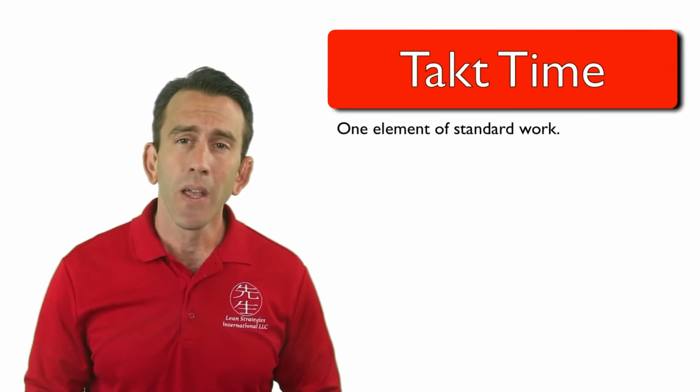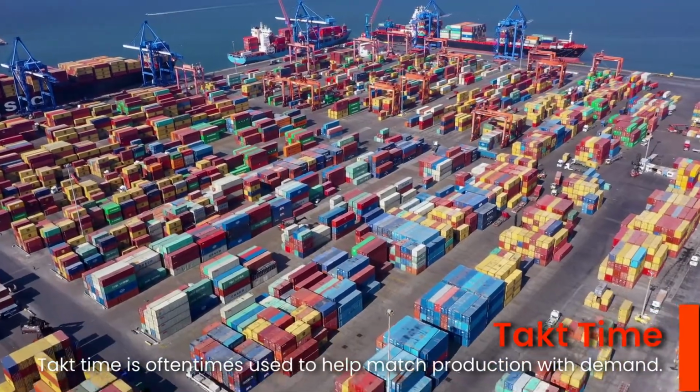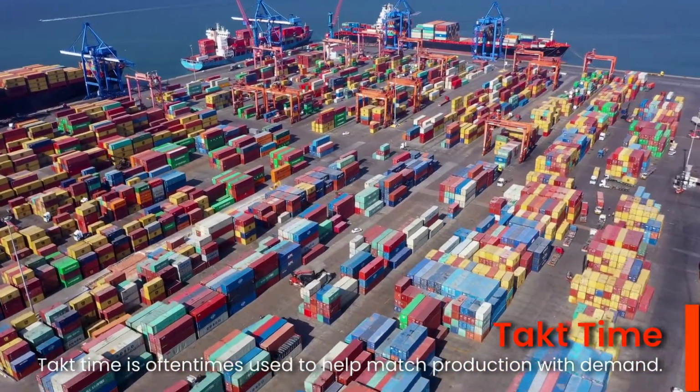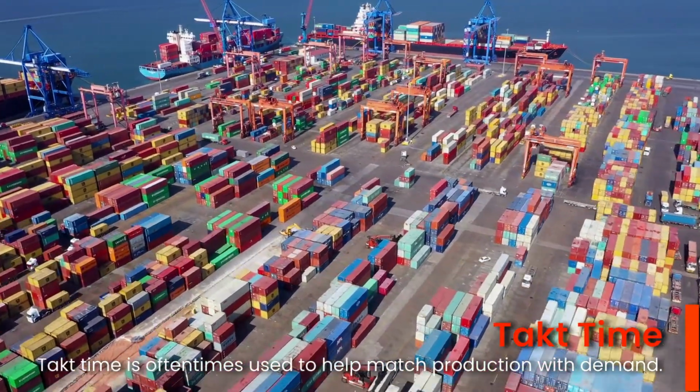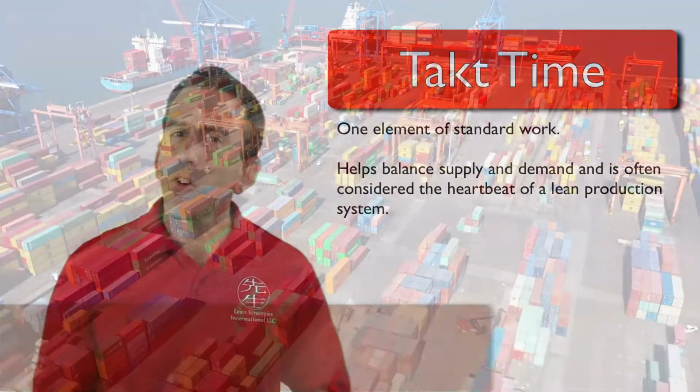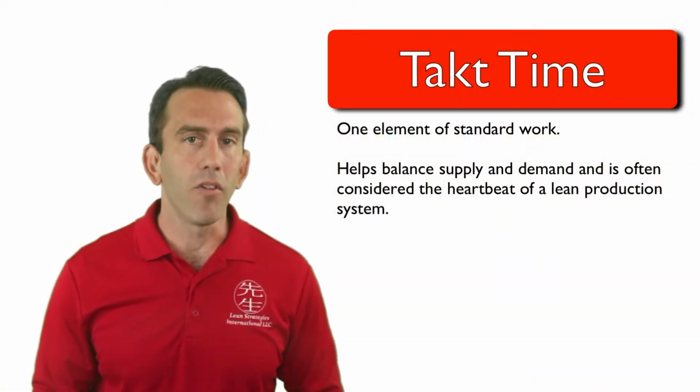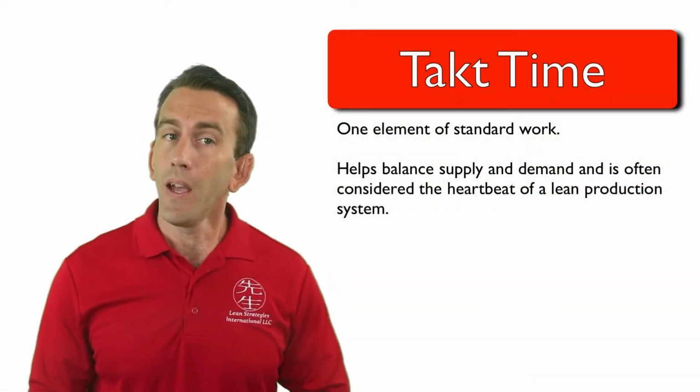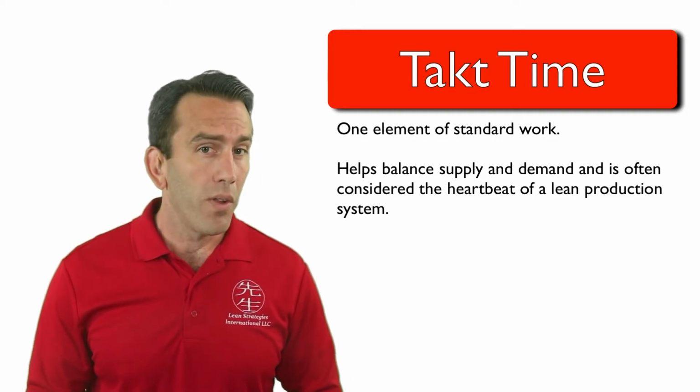First, and arguably most important element of standard work is takt time. The purpose of takt time is to solve an age-old problem and match production with demand. It is often referred to as the heartbeat of a lean production system, and so it is also with standard work.